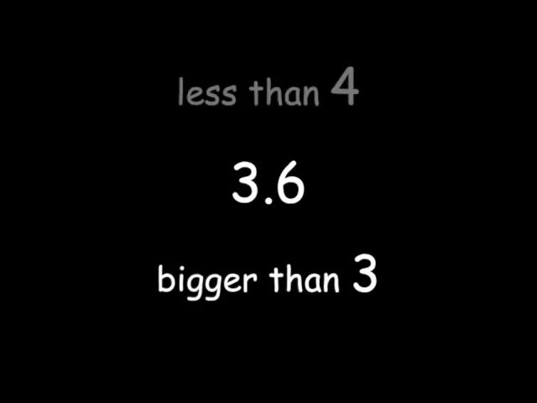For example, 3.6. 3 by itself would be a whole number, but 0.6 is a small extra part. This makes the decimal number, 3.6, bigger than 3, but less than 4.